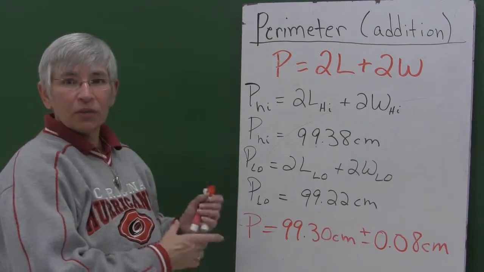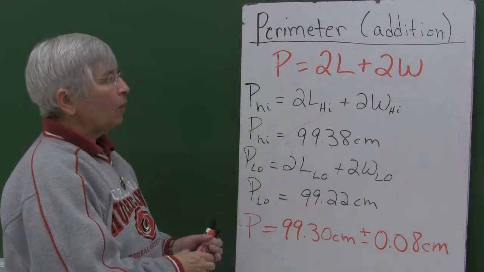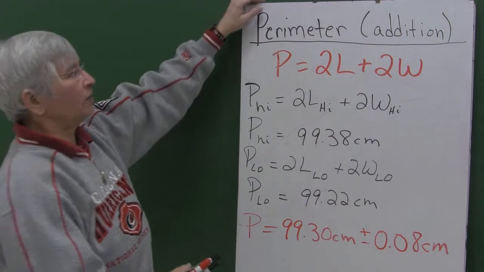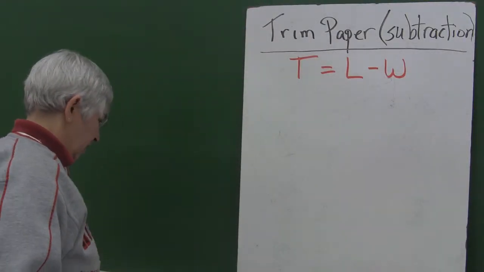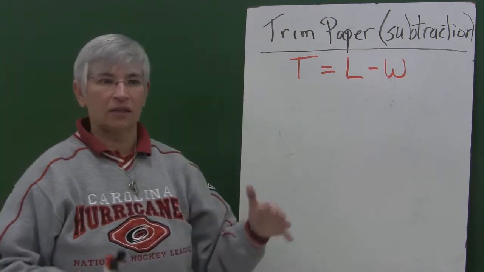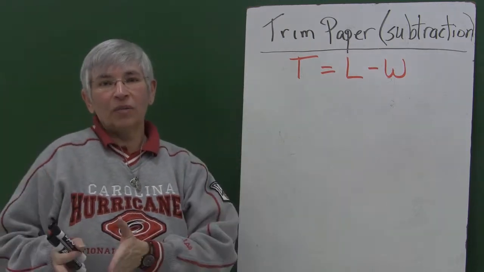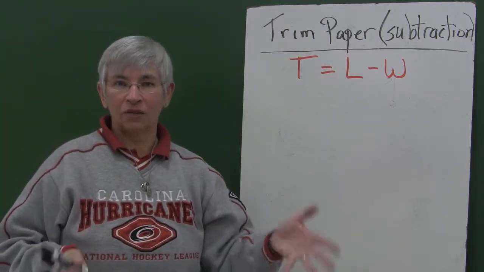We've seen what happens with the property of addition. Now what we want to look at is what happens when you have subtraction taking place. In this case, the example I'm choosing is to take the rectangular piece of paper and trim off enough so that it becomes a square.